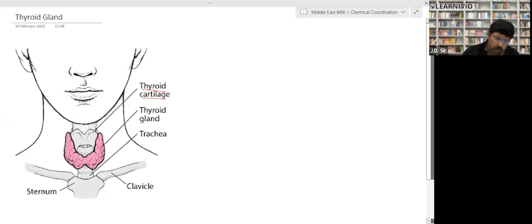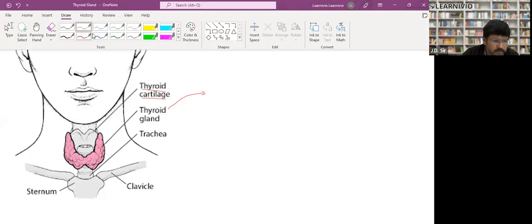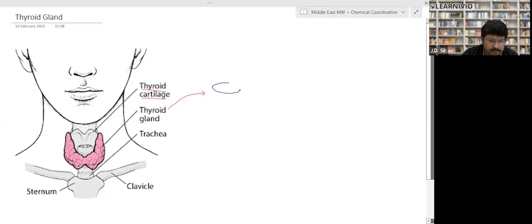And look, let me tell you something more. The thyroid gland is made up of some circular structures. These are spherical structures, and these spherical structures are vesicles. Basically, these vesicles are known as thyroid follicles.